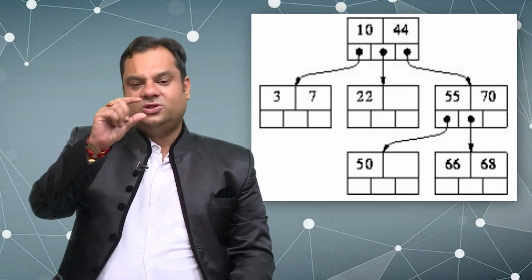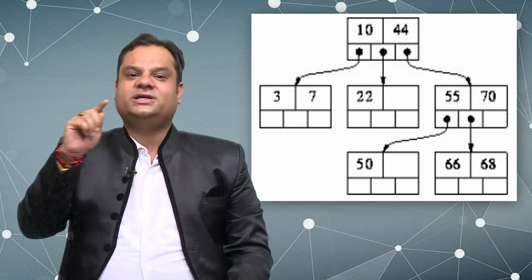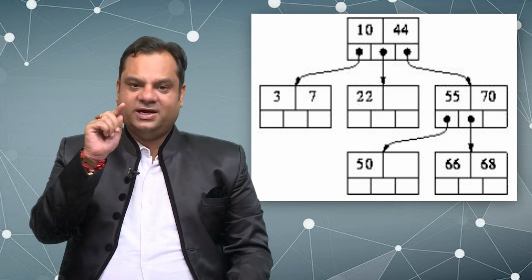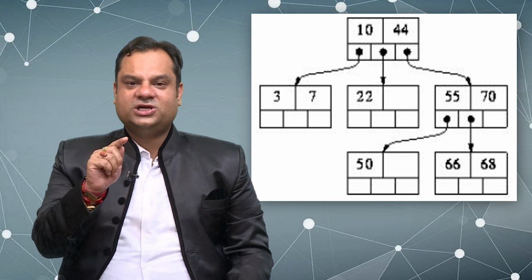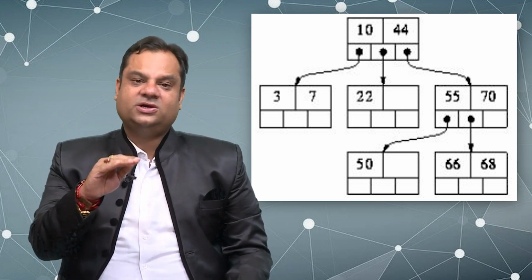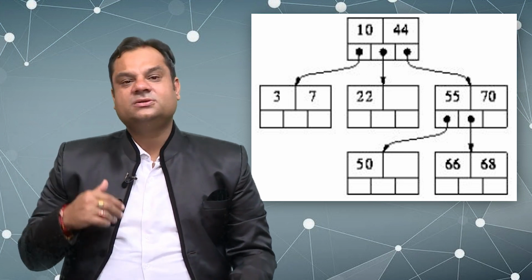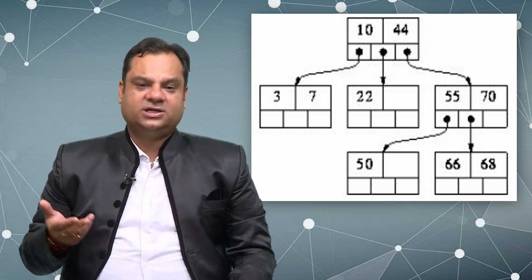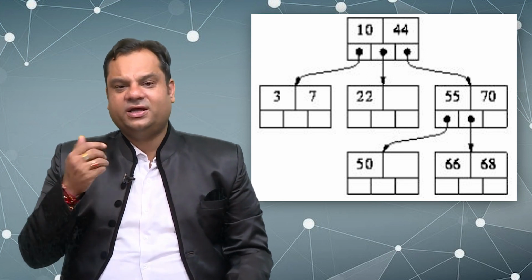If you see all the items in the second level, all items are in ascending order: 3 and 7, after that another child is 22, and another child is 55 and 70. All items are connected or inserted in ascending order. Suppose next, again I want to insert a new item. Suppose the new item is 50.